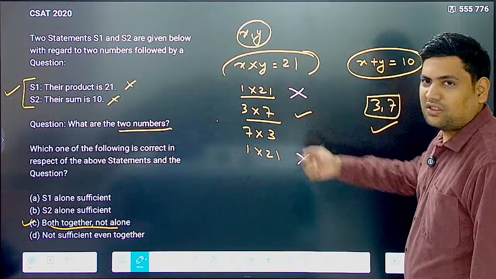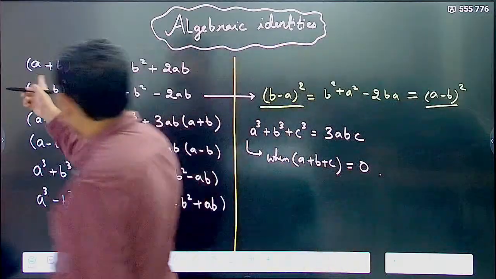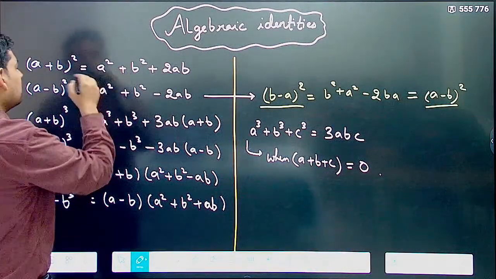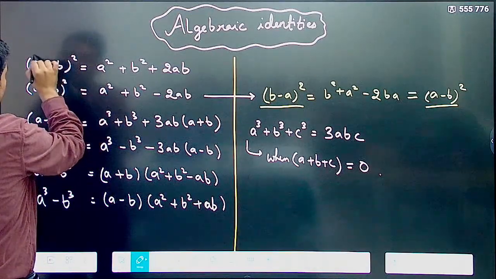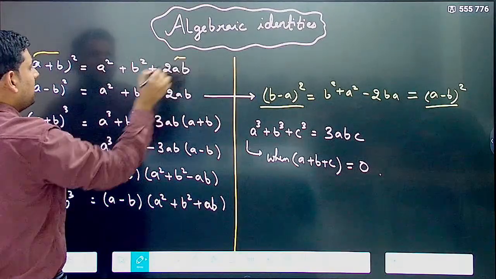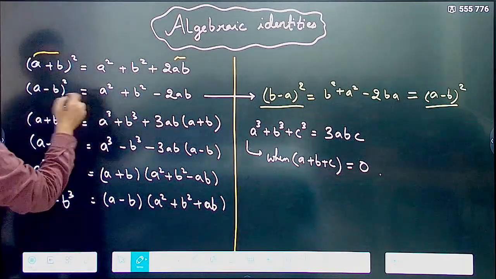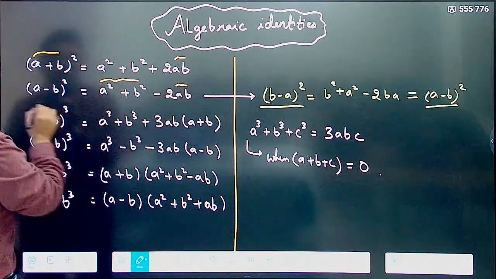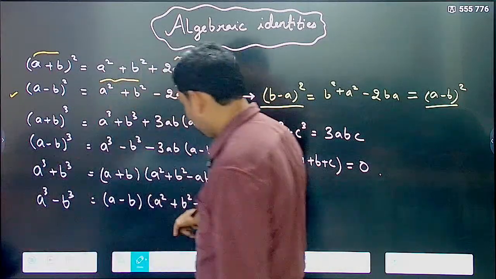Also, if you know, this is coming directly from this formula, that is (a plus b) whole square. If you know the value of a plus b and of ab, then can you get a square plus b square? Correct. Then similarly, now you have a square plus b square and ab, then you can get the value of a minus b also.